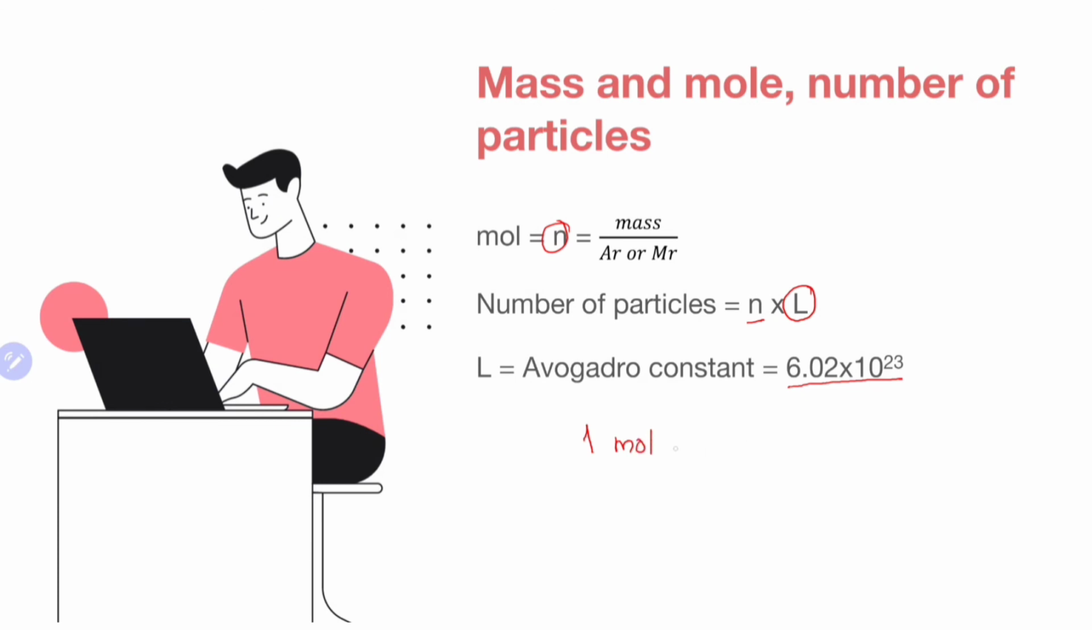because 1 mole is 6.02 times 10 to the power of 23. So the number of particles X is n moles times 6.02 times 10 to the power of 23, or we can change this into L, the symbol.